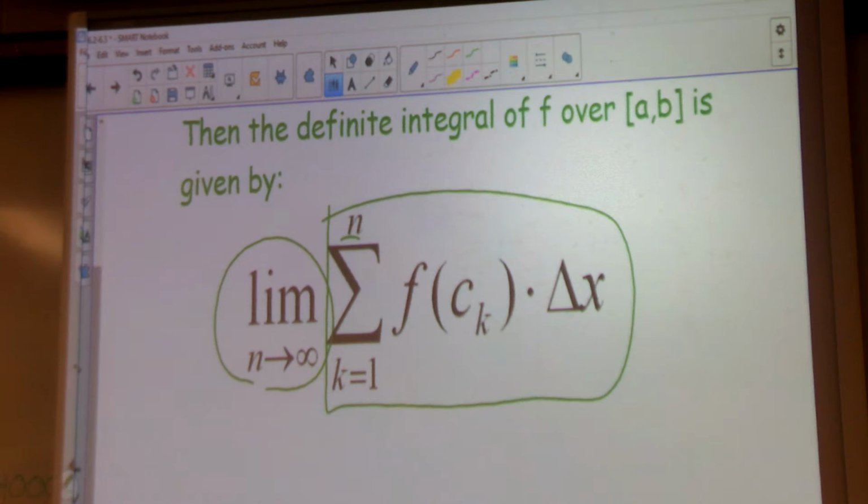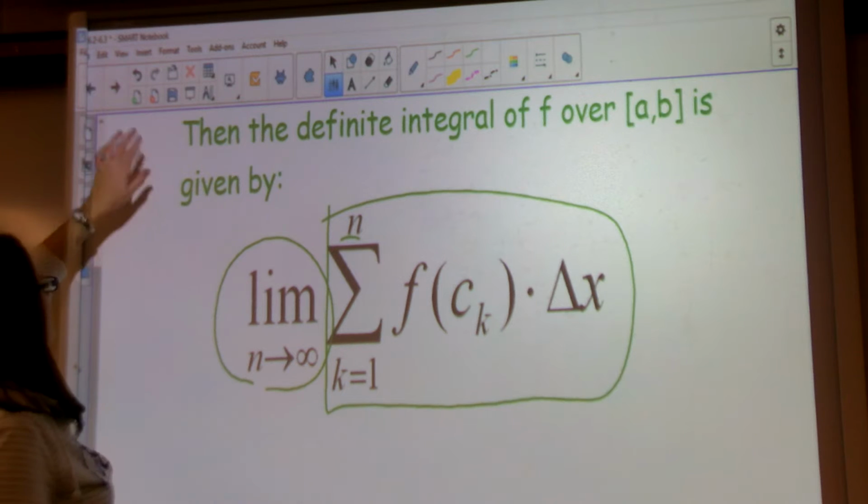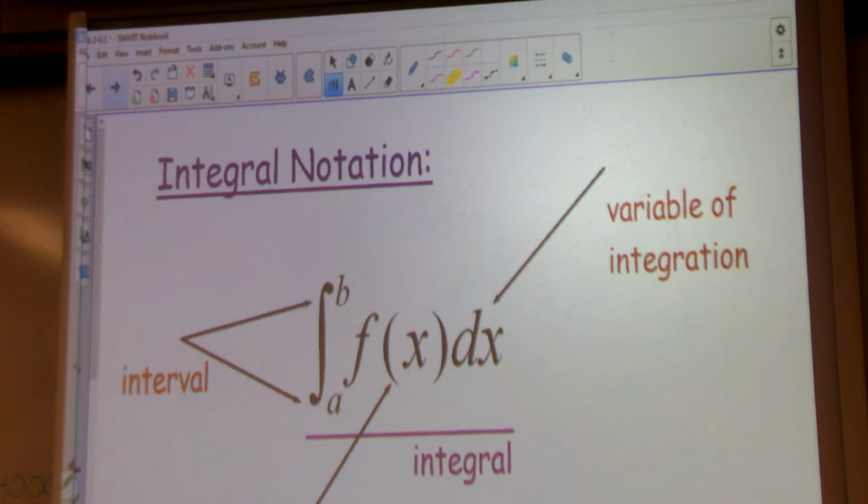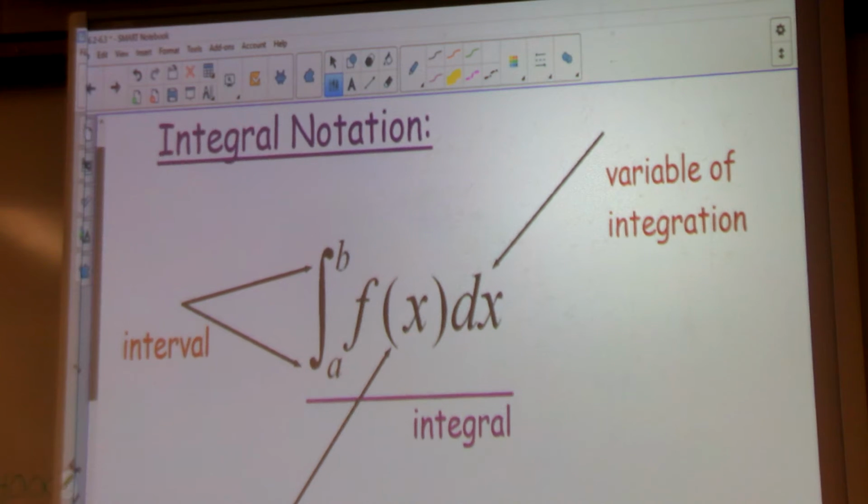Now, Newton and Leibniz years and years ago said, well, this notation, that's not user-friendly. Okay? It's what a definite integral means, but that is not user-friendly to write over and over and over again. Yuck. So they came up with integral notation, which is the elongated S, which is actually what that's called. Elongated S.